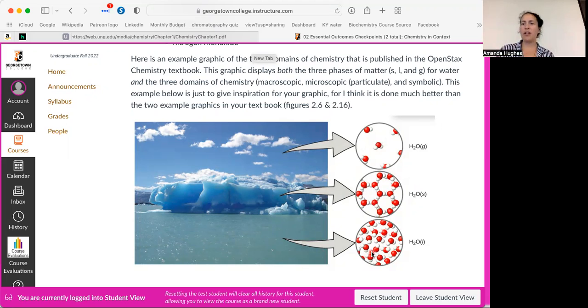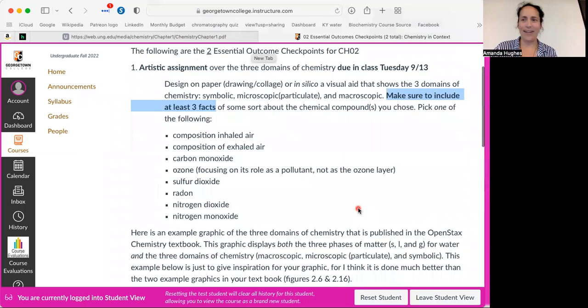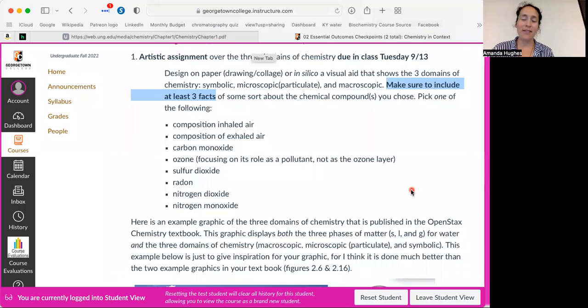So again, just get really creative. I want to see what you can bring to the table creativity wise. I really like artsy things and fun things. So please have fun with it. It's supposed to be a fun assessment. All right. And feel free to email me in Canvas if you have any questions. I'm happy to help direct you as best I can.